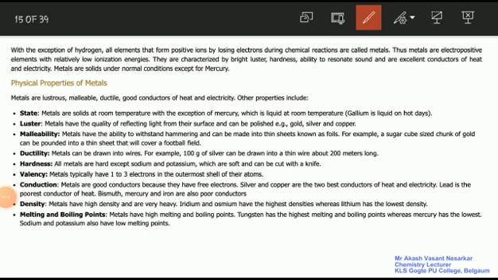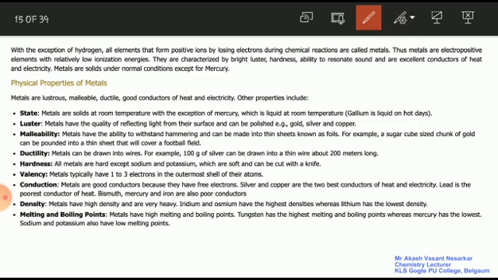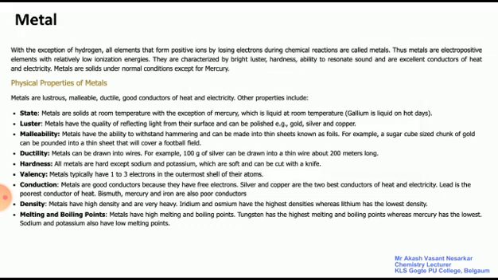So this is about the physical properties of metals. The remaining things about this topic we will study in the next class.